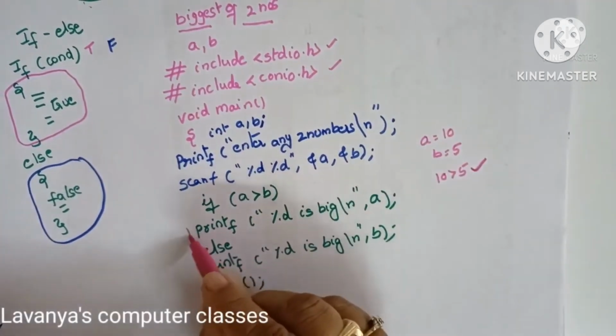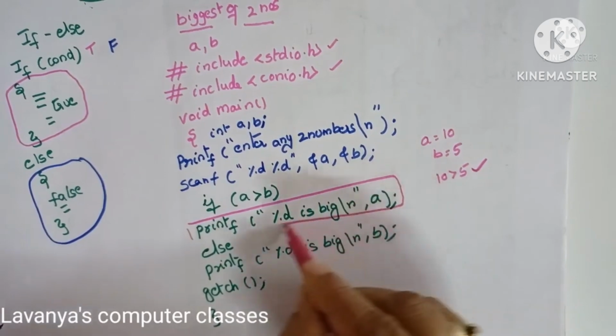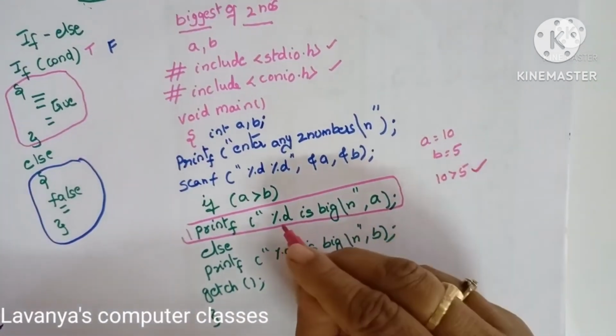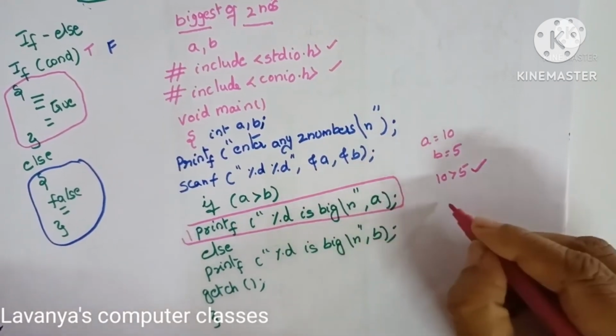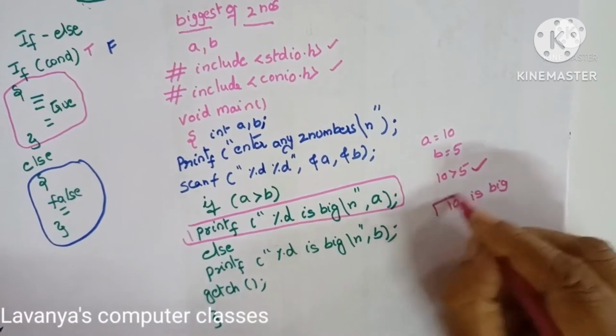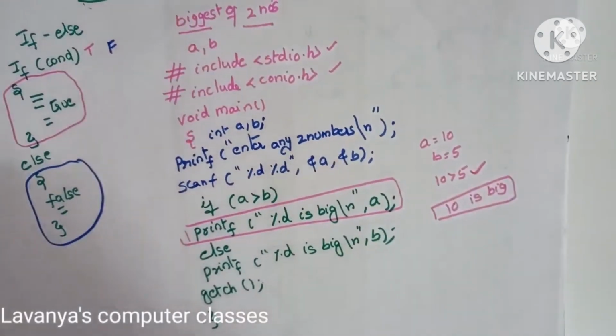The condition is true. If the condition is true, the statements before the else are working. So what is the statement before the else? That is %d is big, A. What is A? 10 is big. So that is the answer. 10 is big is printed on the screen.